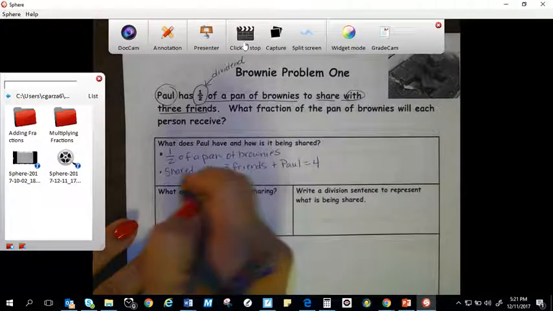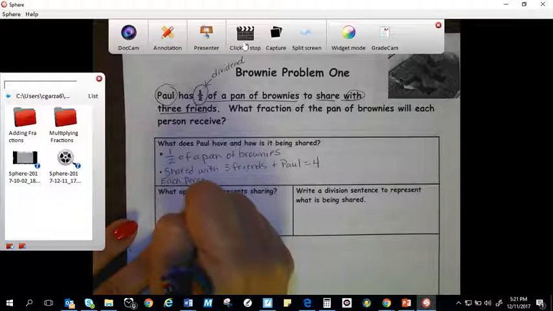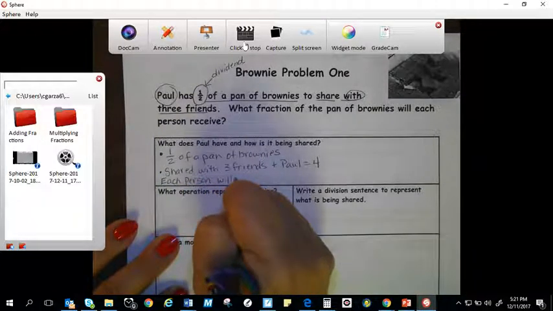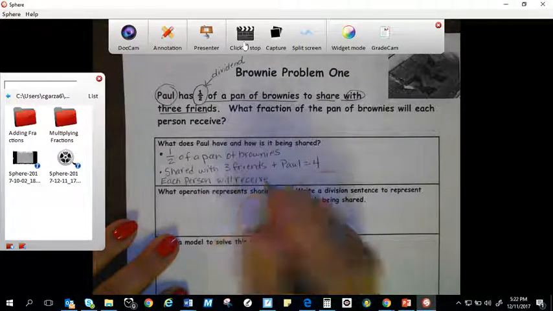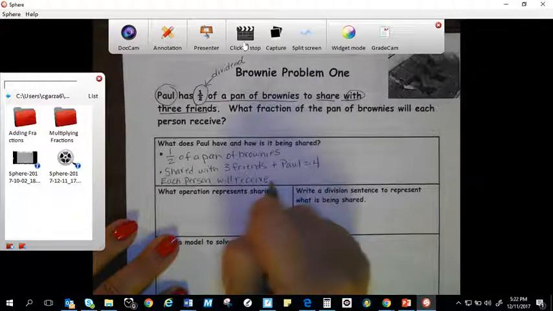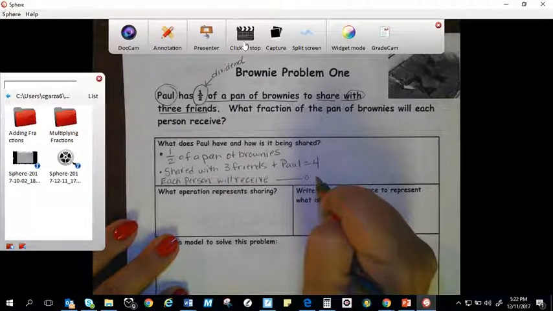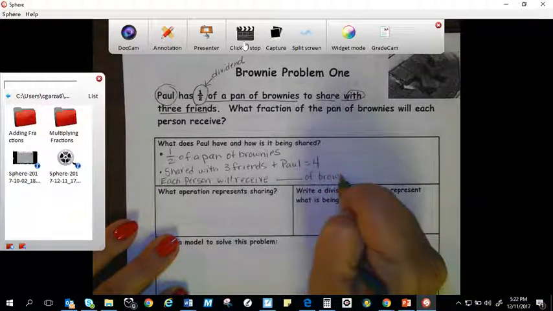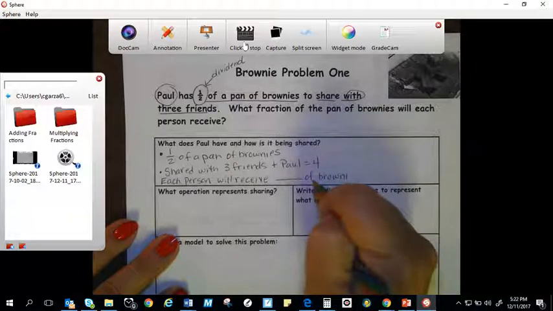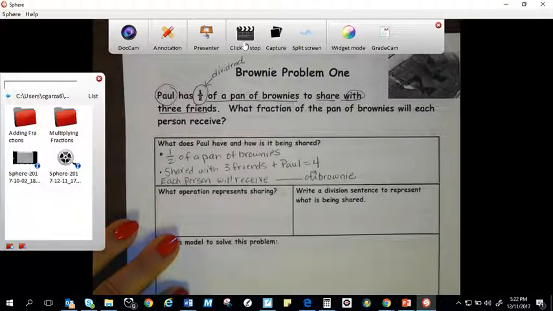So here I'm going to start my fill in the blank, where each person will receive blank of brownies. I'm going to include the a blank of a brownie. So each person's going to receive something, part of that pan of brownies.